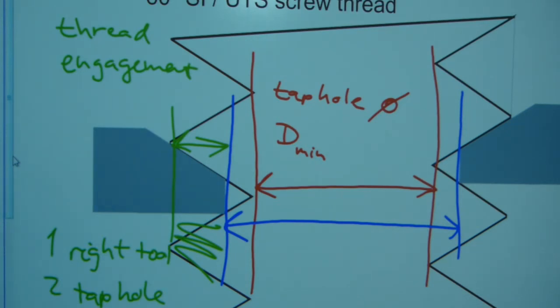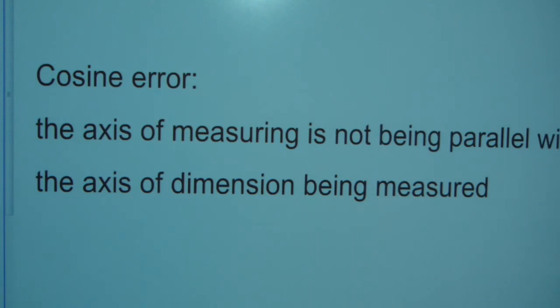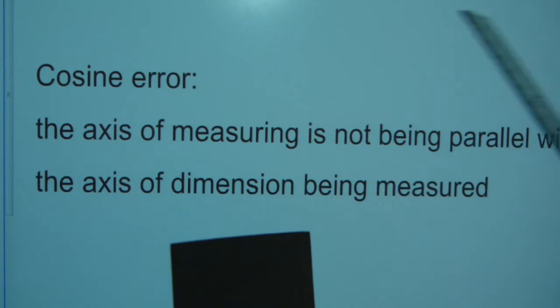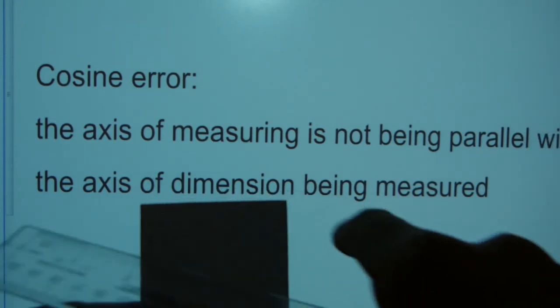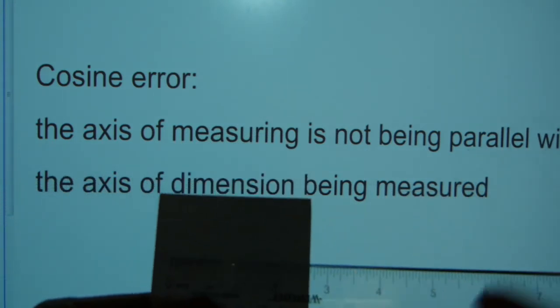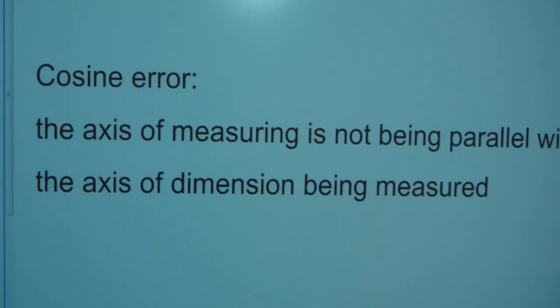The textbook definition for cosine error is simply put over here: when the axis of measuring is not parallel with the dimension being measured. This would be the dimension being measured, and measuring this way, or measuring the paper this way. So that's why calipers are going to be extremely limited in doing this.